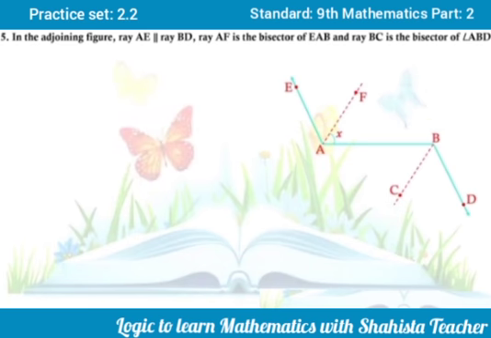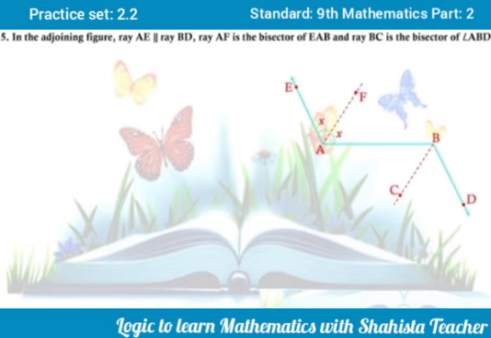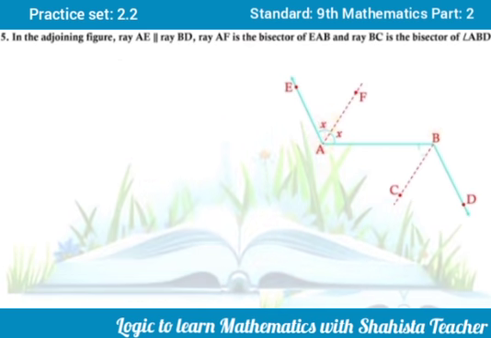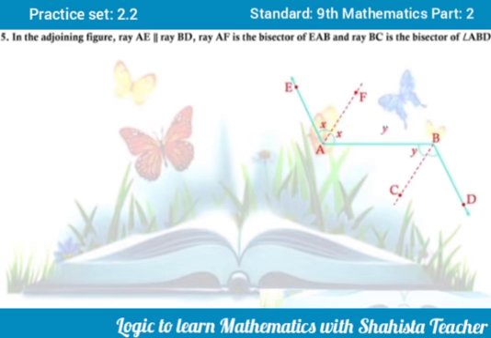Few angles are given here. Angle X is given on the above side, you can see this angle X on the above side, and angle Y on the below side. So here we will put angle Y. Angle Y is given on the below side. Now let's solve this question.